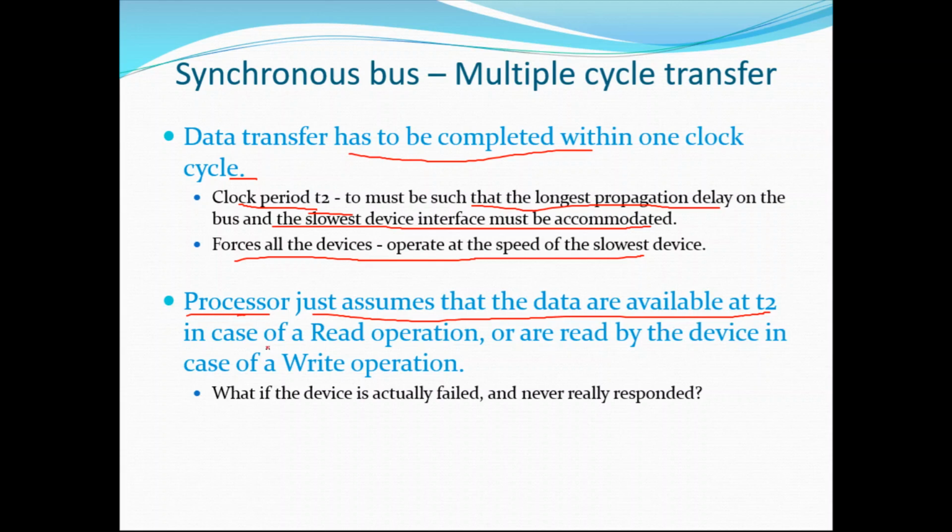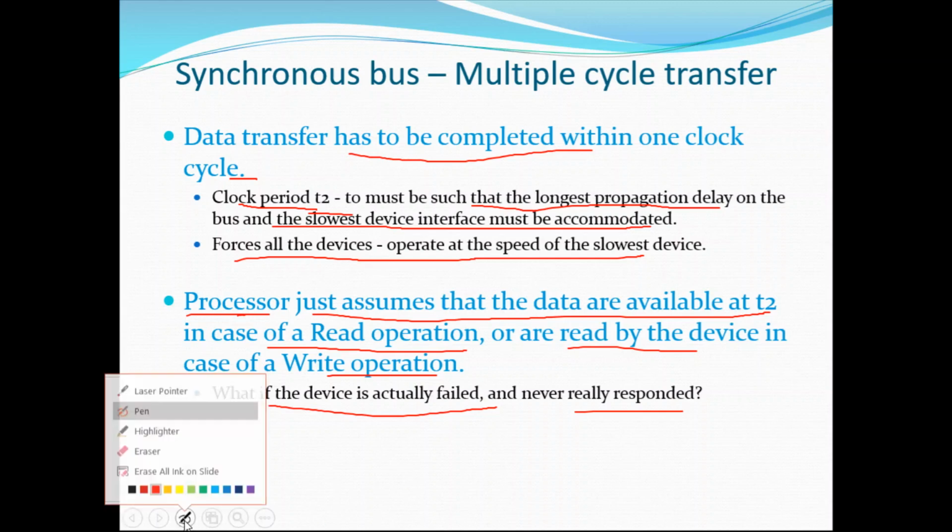In case of a read operation, the processor assumes the data is available at T2. In case of a write operation, it is a read by the device, so the IO device assumes that the data is available at T2. Sometimes some error might have occurred. What if the device has actually failed and never really responded? All these things the processor does not know. So these are the drawbacks with this particular technique.